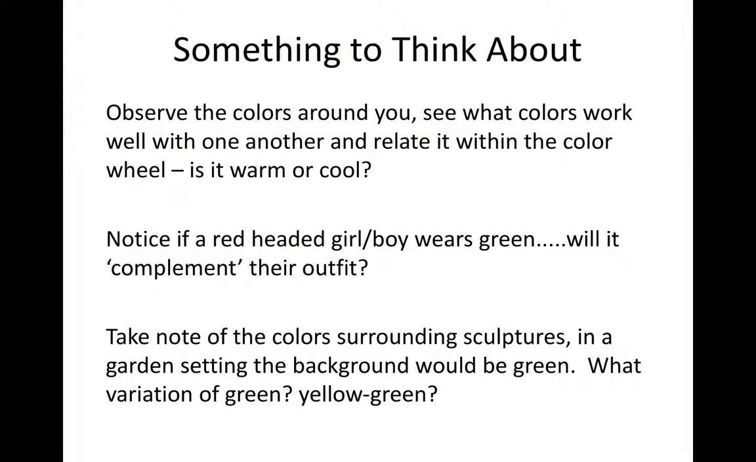So just in the end, something to think about with color theory. Observe the colors around you, see what colors work well with one another, and relate it within the color wheel. Is it warmer? Is it cooler? Drive down the road and start to see, if you're driving home from class on the interstate and you start to look at the trees around you, they're a warmer yellow-green surrounding you. And then far off in the distance, it's sort of hazy. It's a blue-green. Again, cooler colors in the distance, warmer colors around you.